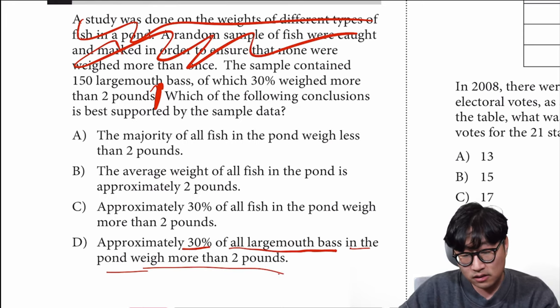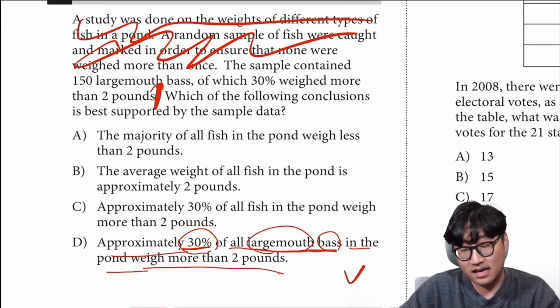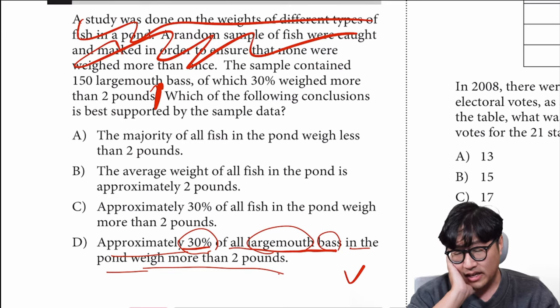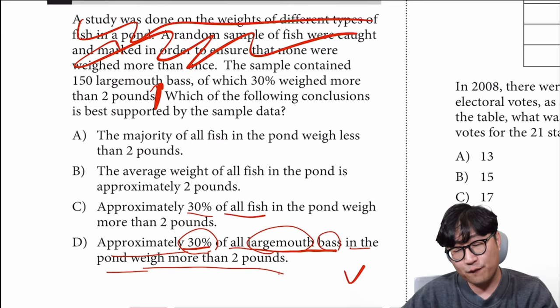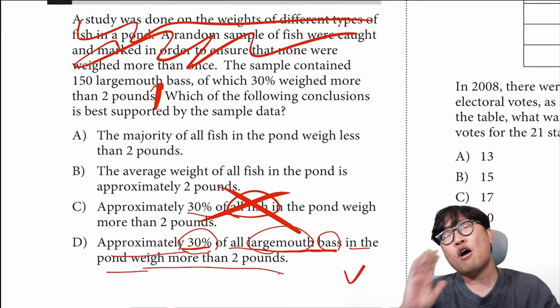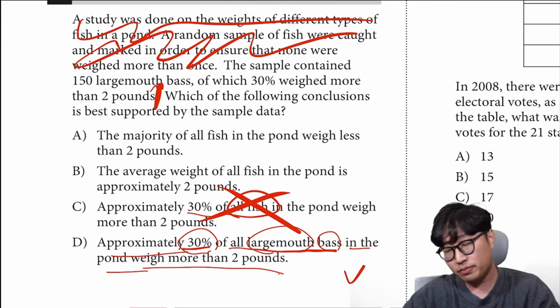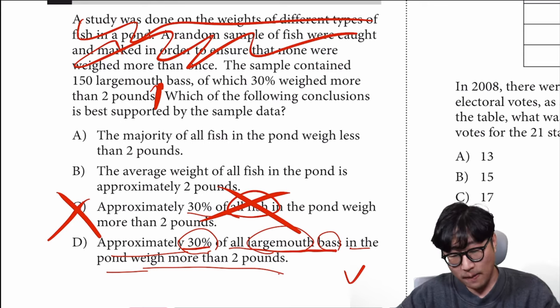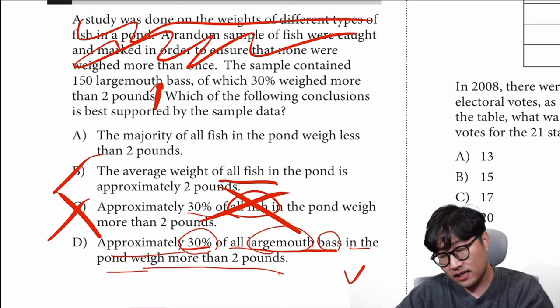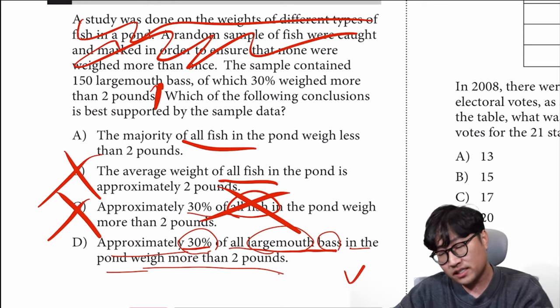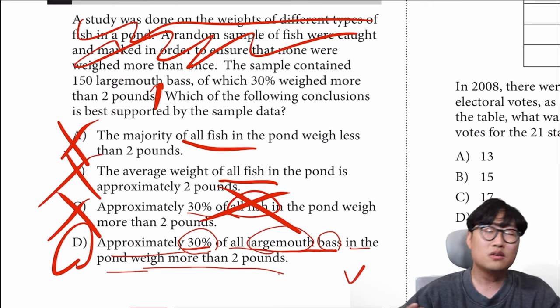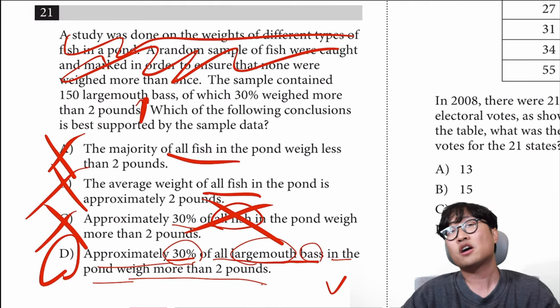Yeah, something about largemouth bass and approximately 30%. They don't say exactly, so I kind of like that. I'll keep that. C, approximately 30% of all fish, get out. Once again, all we can say is something about the largemouth bass only. No other fish, please. I can't say anything about the other fish. B, the average weight of all fish, get out. A, the majority of all fish, get out. It's gotta be D. The only thing you can say is something about the largemouth bass.